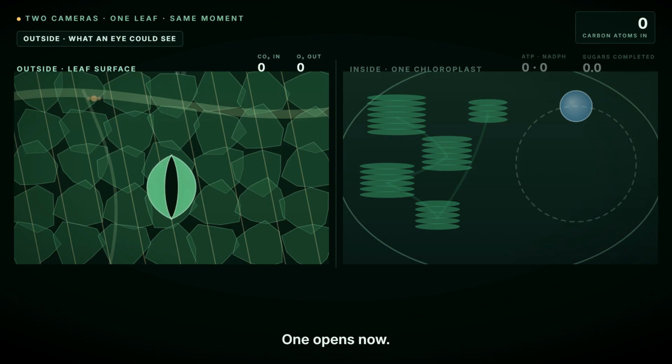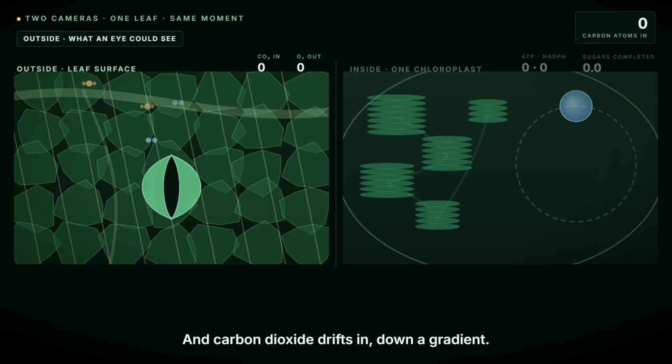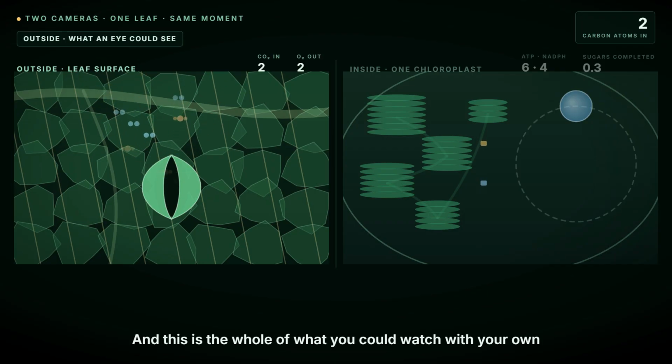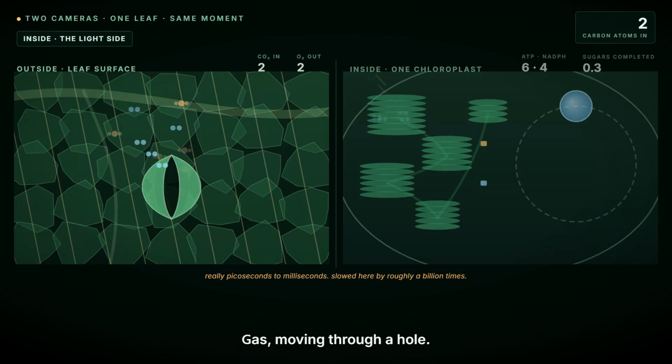One opens now, and carbon dioxide drifts in down a gradient. No pump, no effort. Water vapor drifts out the same way. That is the bargain a leaf makes. To eat, it must lose water. And this is the whole of what you could watch with your own eyes. Gas moving through a hole.